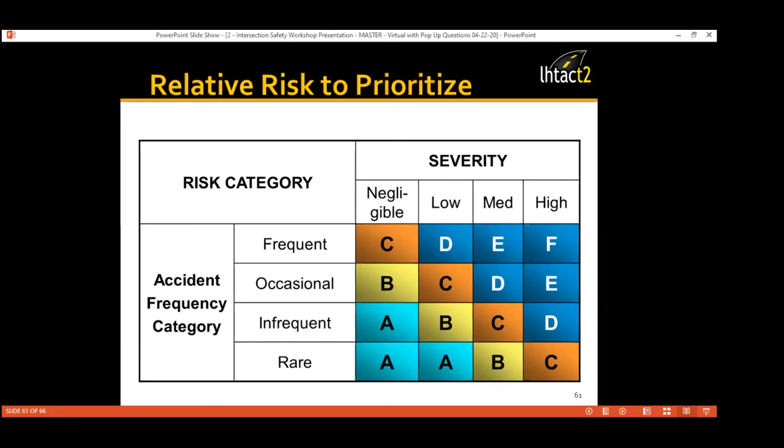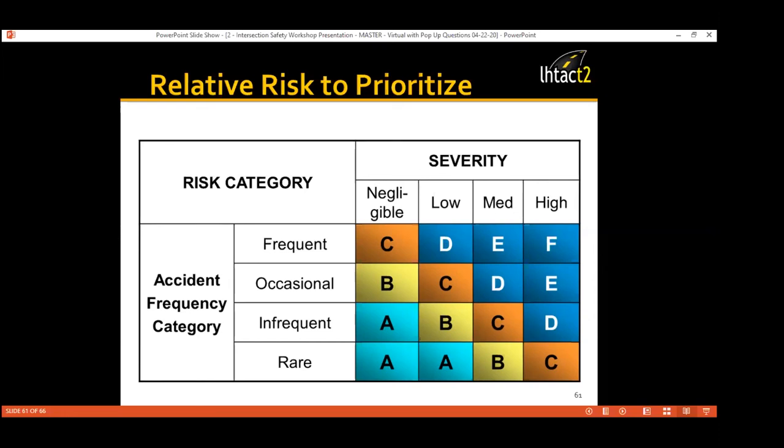and the accident frequency category is rare. You know, we may be again in that middle category, but if the accident frequency is frequent, it puts us in an F category. You're seeing that's something that we maybe want to give a little bit more thought to, and maybe it comes up in the prioritization a little bit more.